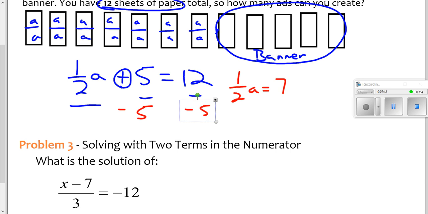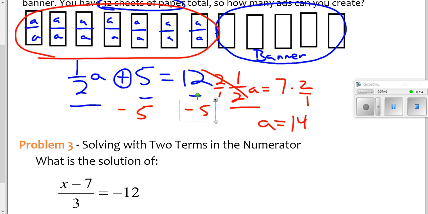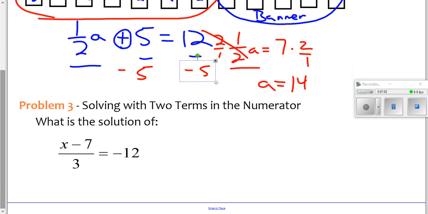I'm going to identify that this part right here is a multiplication. That's how 1/2 and A are put together. So I'm going to have to divide by 1/2, but that means I'm going to flip it and multiply. So really that just goes away over here. I get A, and I get 7 times 2 is 14. So I'll be able to get 14 ads out of that. And if you count all these up here at the top, I get 14 that way. Okay, so sometimes it's pretty easy to do that with common sense, but we want to write equations too.